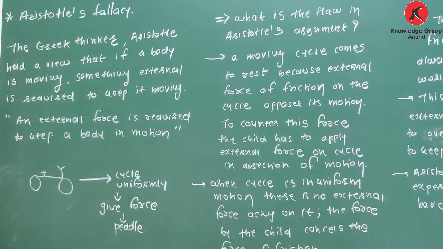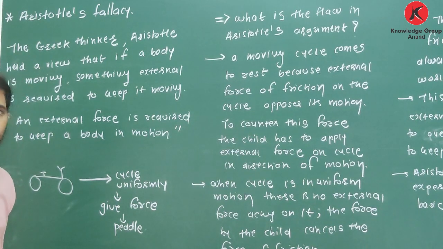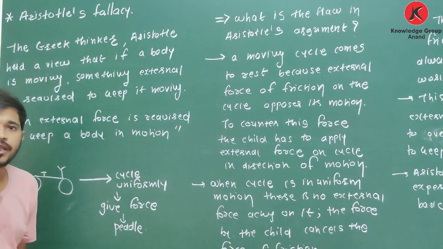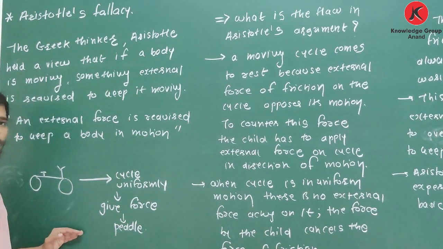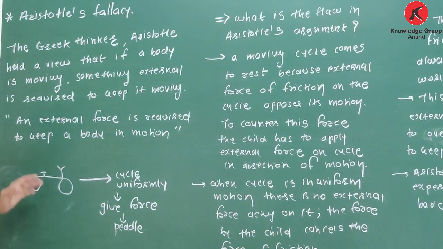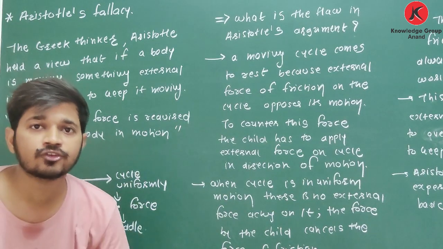Yes or no? If I stop pedaling, the cycle also stops. And yes, you will also say that, sir, it is right. If we apply the pedal, the cycle is moving. If we stop applying the pedal, the cycle will not move. Then why is it stated as Aristotle's fallacy, that his argument is wrong?